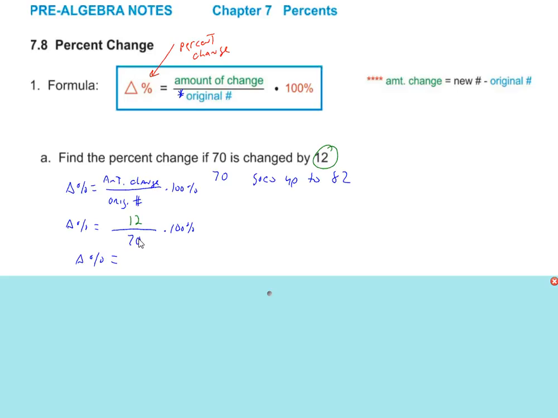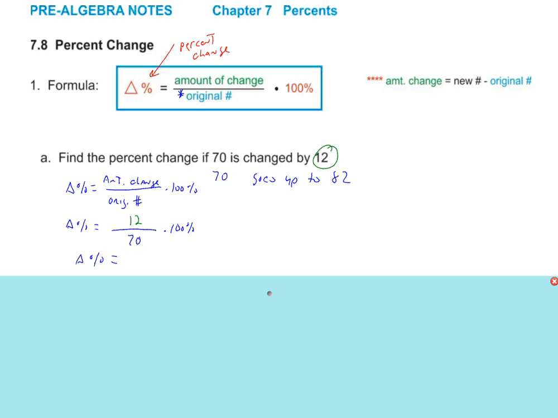Edward, what do you got? You said 70 goes up to 82, and it's 12. Yeah. So you said there's 82. So are you trying to tell me to put 82 on the bottom? Is that your question? Because if that's your question, remember, it's the original number that goes on the bottom, which is the 70.